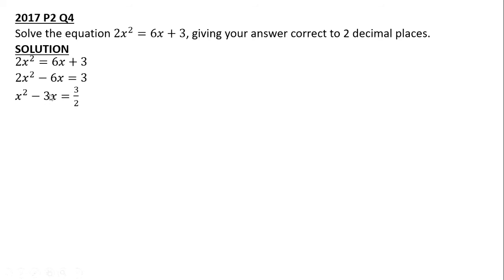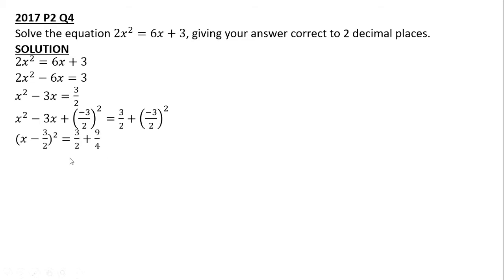From here, we'll get half of b, which is that negative 3. We'll get half of that negative 3 and then square it. When we square it, we'll introduce it on both sides. It will look like that. So, when we factorize what is on the left, we are going to have, open your bracket, x minus 3 over 2, close your bracket squared, equal to negative 3 squared is 9, 2 squared is 4. So we have 3 over 2 plus 9 over 4 on the right.